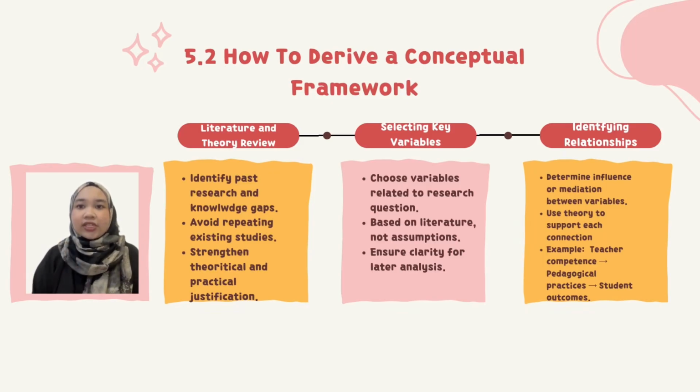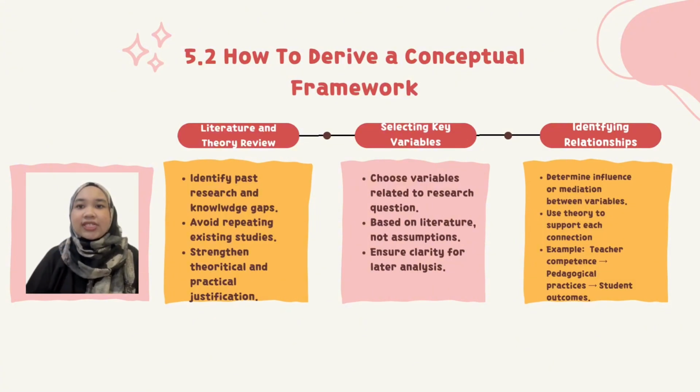Step 1. Literature and theory review. The first step is to review past studies and relevant theories. This helps us understand what has already been explored and what is still lacking. If we skip this step, we may repeat previous work or fail to focus on the real issue. This review also strengthens the justification of our study from both theoretical and practical perspectives.